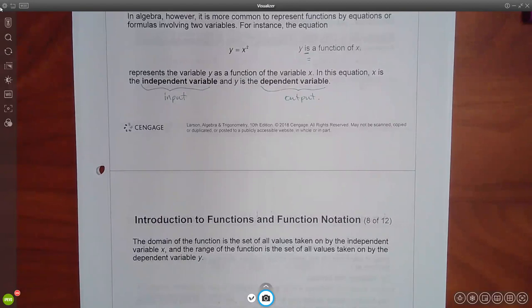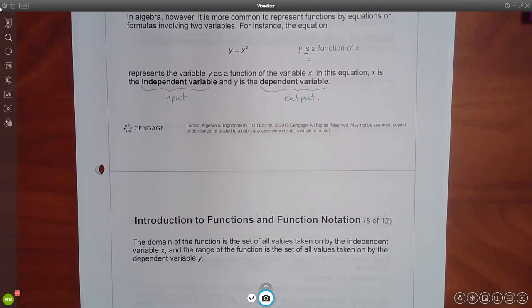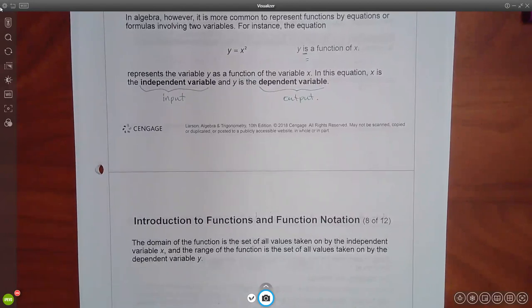There are some more restrictions that have to do with logarithms, but that's later in the semester. We'll talk about those when we get to them. But fractions and square roots are the two common restrictions.